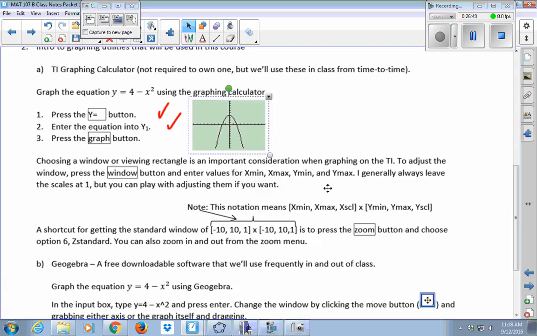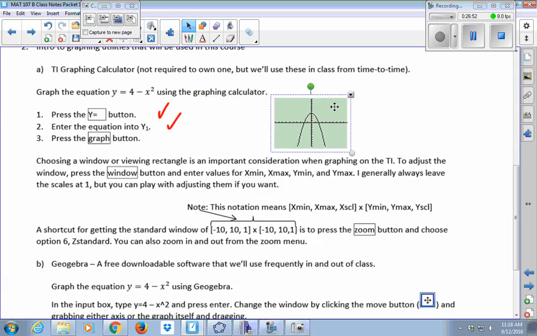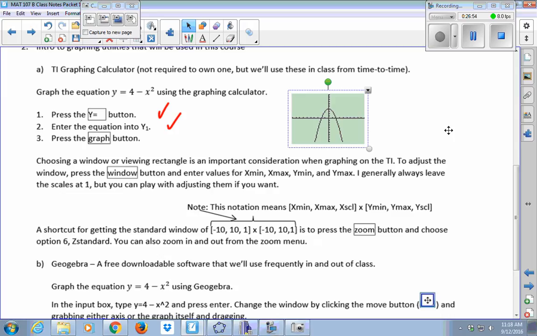How do you choose a window for an equation? Sometimes that's the trickiest part. If you can't see it, it's because it's putting scales on the x and y axis that's not showing your particular graph. So to graph this one, we want to use what's called the standard window. And this is how you write the standard window. This is the notation right here. So notice it says negative 10, comma 10, comma 1 by negative 10, comma 10, comma 1.